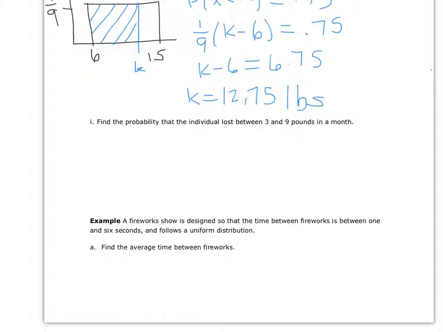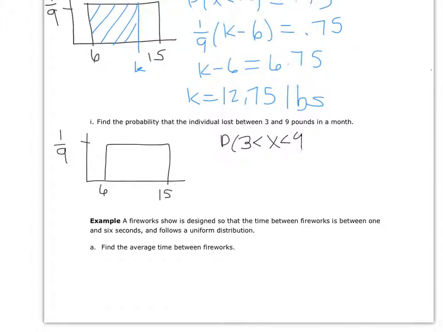All right, one more with this example. Find the probability that the individual lost between 3 and 9 pounds in a month. You can start with the picture. We're looking for the probability that X is between 3 and 9. This is how it can be helpful to draw the picture, because we can realize that this value 3 is somewhere over here, and the density curve starts at 6. So 3 is not a valid value for this probability distribution.